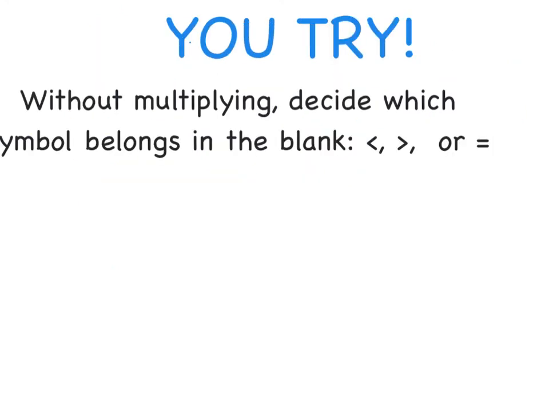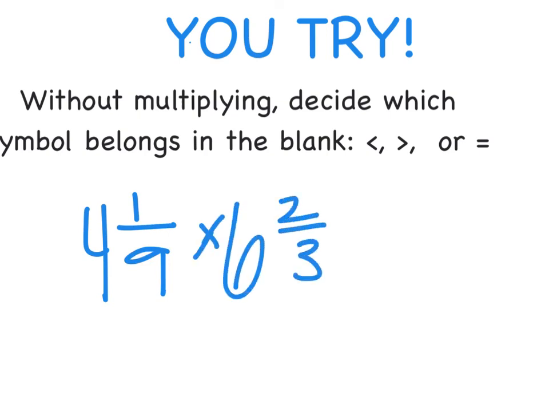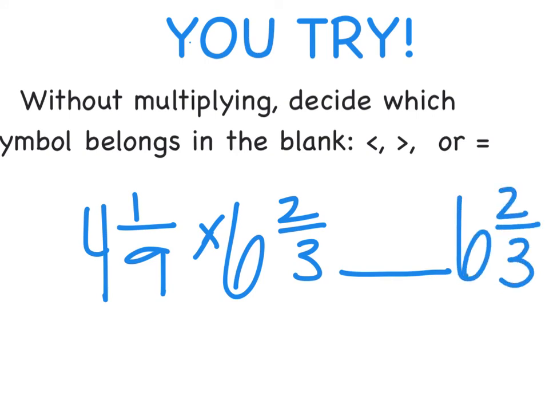I want you to go ahead and try this one on your own. I want you to first try it by using your reasoning skills. So think, am I taking part of the number? Am I multiplying it by 1? Or am I making multiple groups of that number? So your problem is 4 and 1/9 times 6 and 2/3. And I want to know, how does that compare to 6 and 2/3? So again, try and use those reasoning skills.